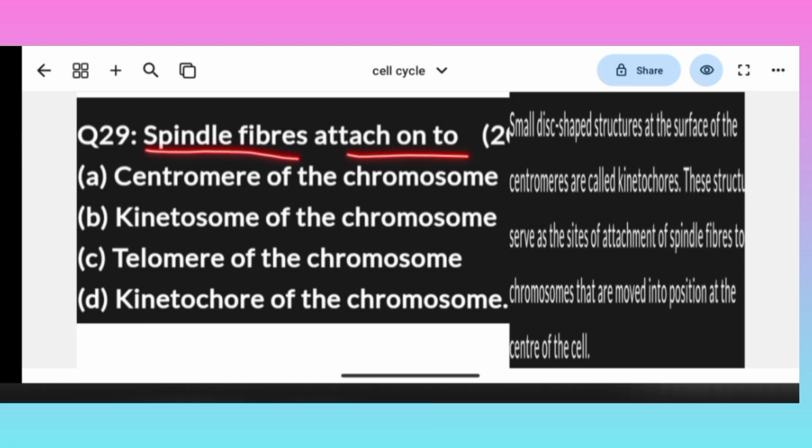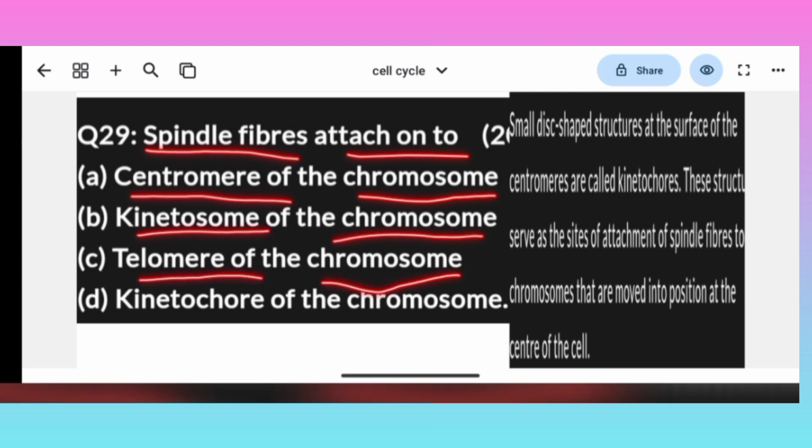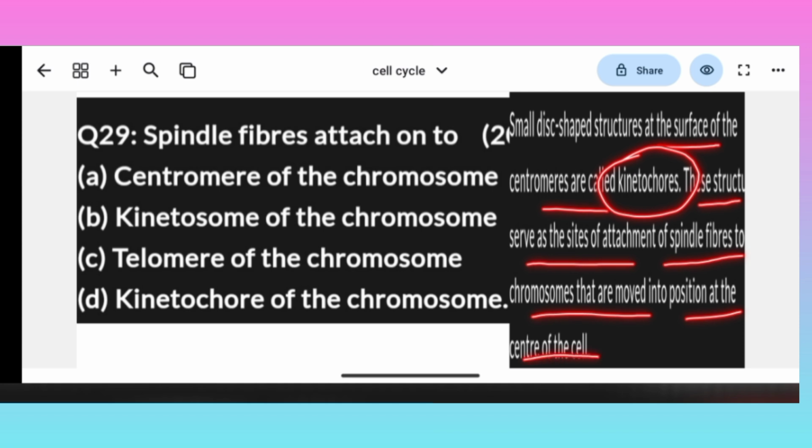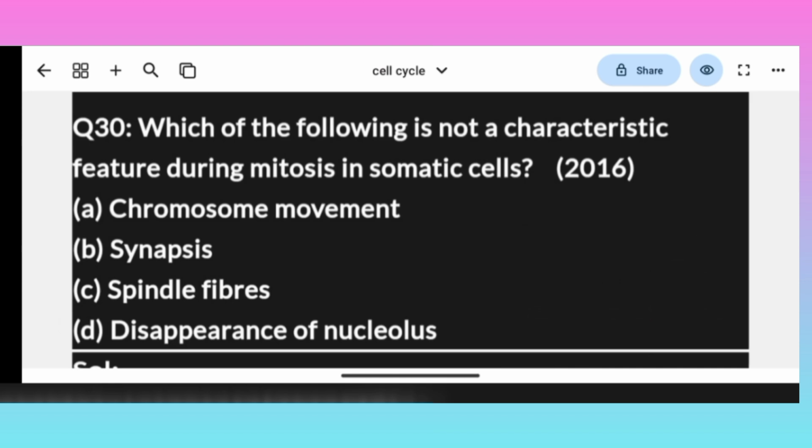Spindle fiber attach onto centromere of the chromosome, kinetosome of the chromosome, telomere of the chromosome, kinetochore of the chromosome. Small disc-shaped structures at the surface of the centromere are called kinetochores. These structures serve as the site of attachment of spindle fibers to the chromosome that are moved into the position at the center of the cell. Option D, kinetochore of the chromosome.